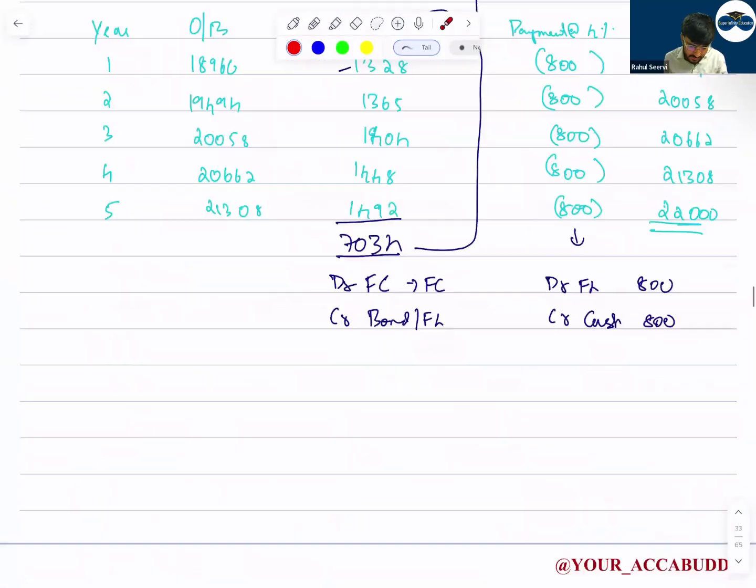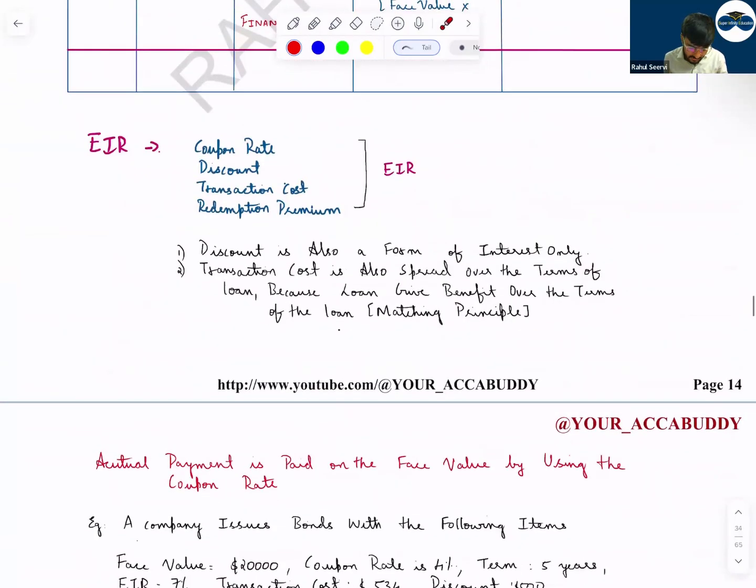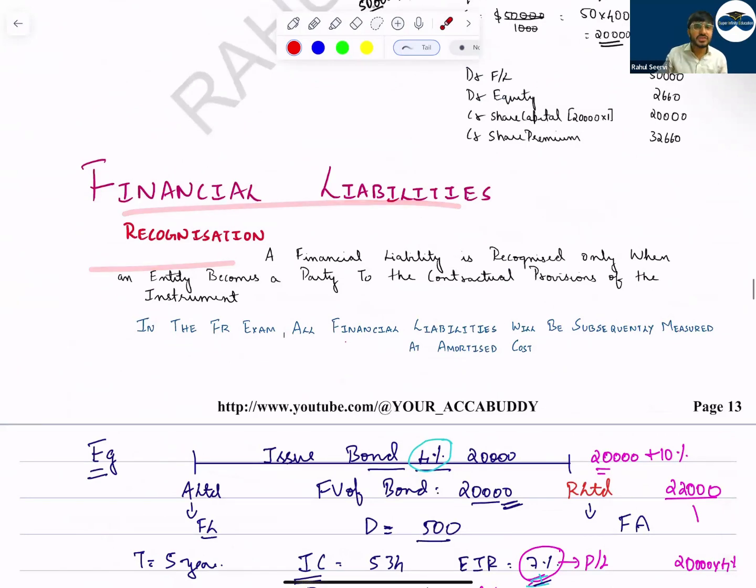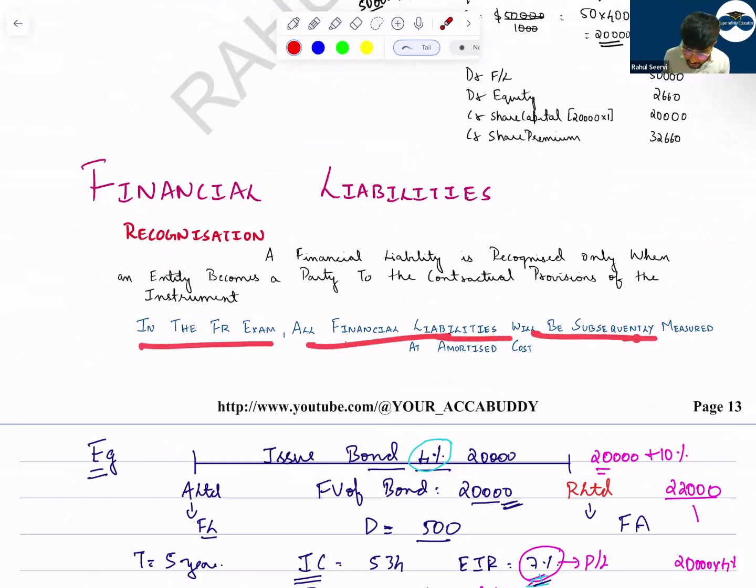Yes. So financial liability. When will we recognize a financial liability? A financial liability is recognized only when an entity becomes a party to the contractual provision of the instrument. He becomes a party to the contract. Which contracts are financial instruments? And I mentioned that in the FR exam, all financial liabilities will be subsequently measured at amortized cost.